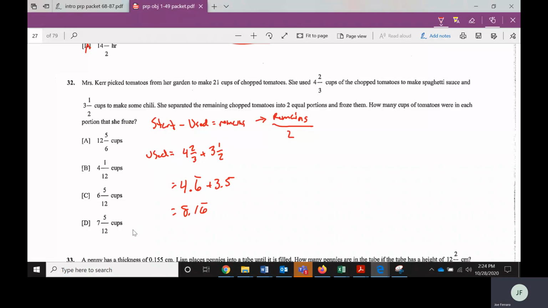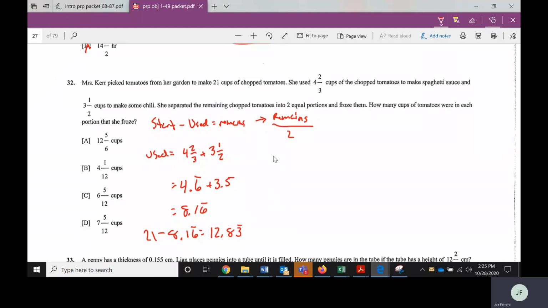So then we have to take what we started with. We started with 21 cups. We subtract what we used, and that gives us our remaining. So again, a bunch of sixes if you're typing that in, and you're going to get 12.83 repeating, and just the 3 is repeating. So that's what we have remaining.